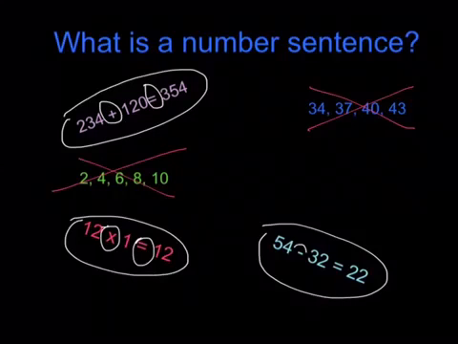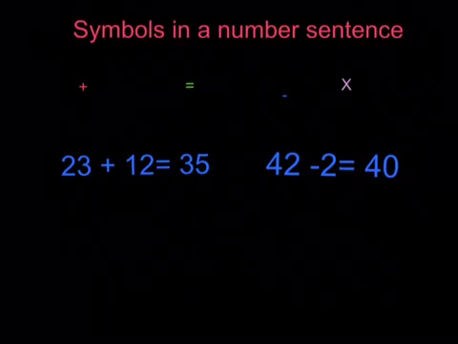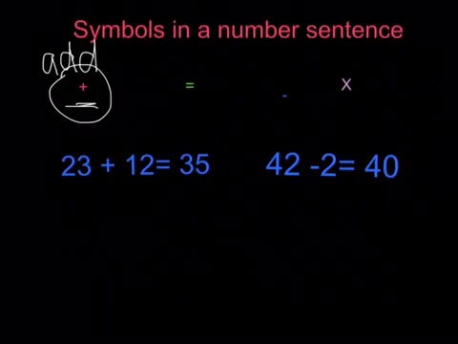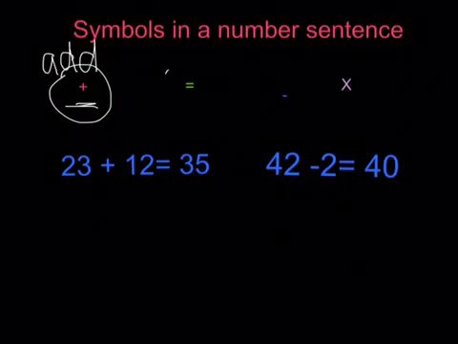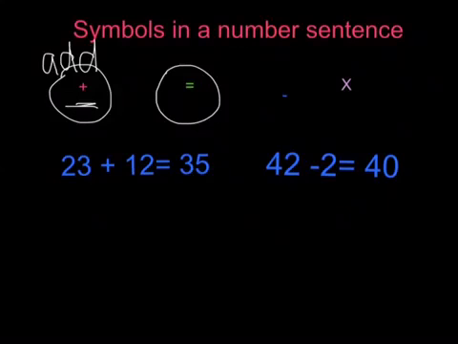Remember, the symbols can change depending on what we're actually doing, whether we're adding a number, taking a number away, multiplying or sharing. Let's have a closer look at those symbols again. So this one here, do you remember what that one means? What does that tell us to do? That tells us to add numbers together, to join them together. This symbol here, can you remember what that one's called? Yes, it's called the equals symbol.